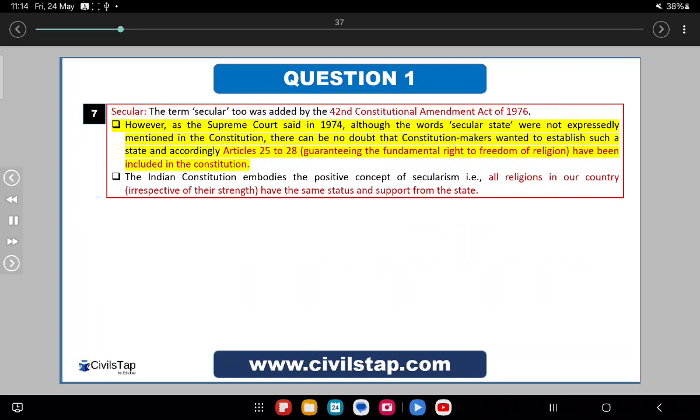However, as the Supreme Court said in 1974, although the words secular state were not expressly mentioned in the Constitution, there can be no doubt the Constitution makers wanted to establish such a state, and accordingly Articles 25 to 28, guaranteeing the fundamental right to freedom of religion, have been included in the Constitution. The Indian Constitution embodies the positive concept of secularism, i.e., all religions in our country, irrespective of their strength, have the same status and support from the state.